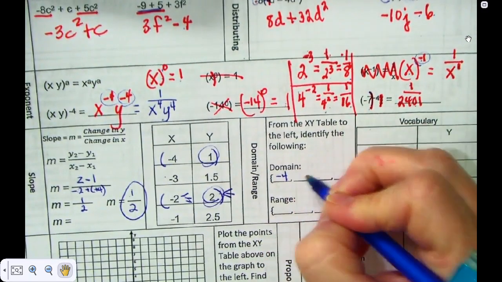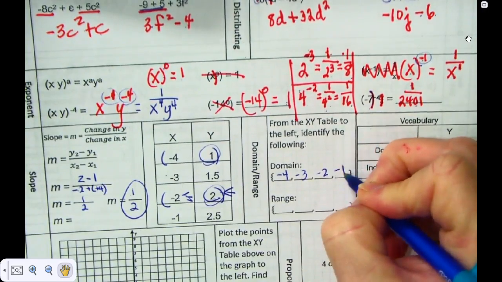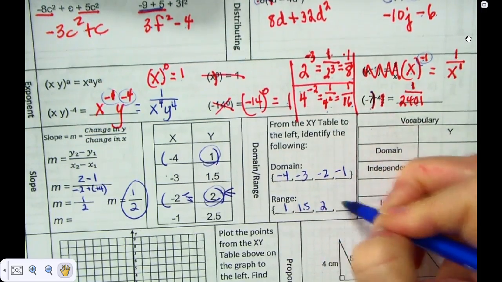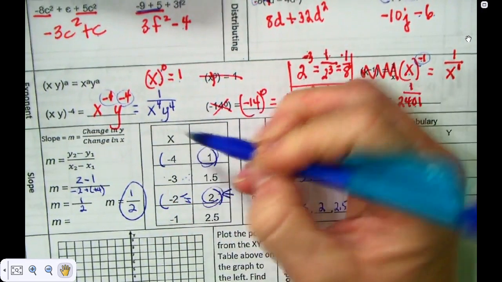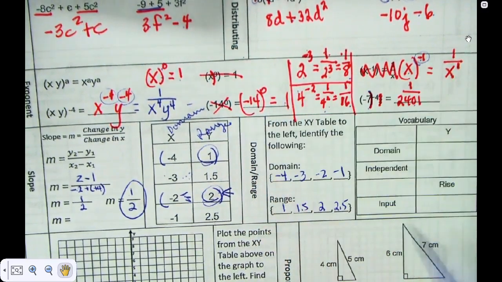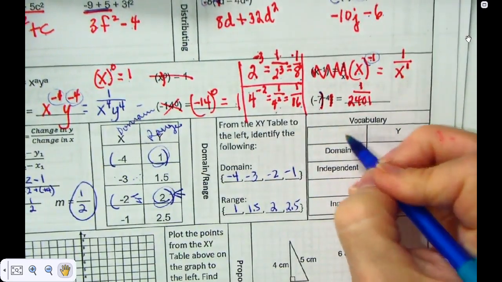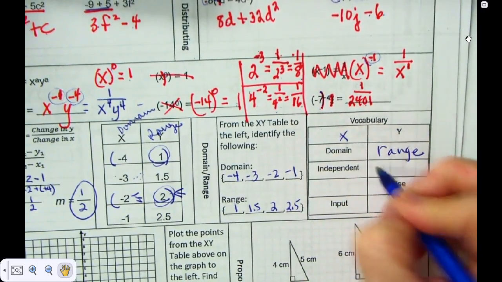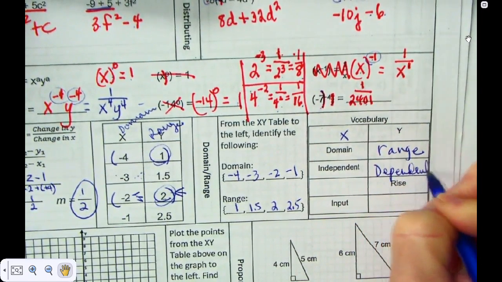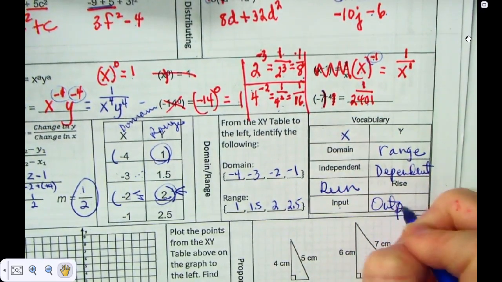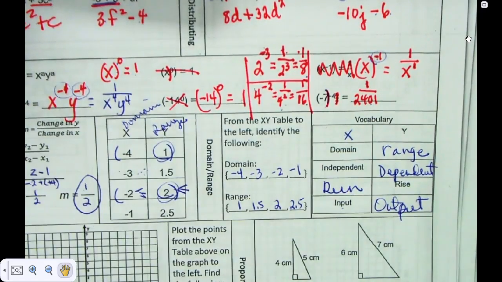Okay, so the domain is negative 4, negative 3, negative 2, negative 1. The range, 1, 1.5, 2. We all got our numbers over here. X is the domain, Y is the range. So right here, X is the domain, Y is the range. X is independent, Y is dependent. Run is your X, rise is your Y. Input. Good job.